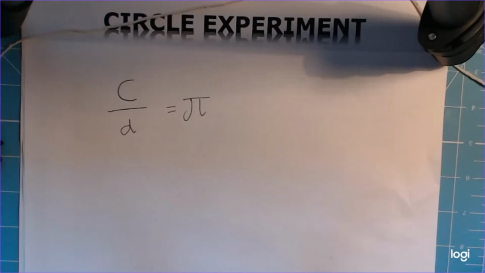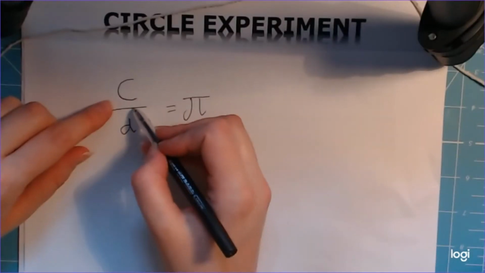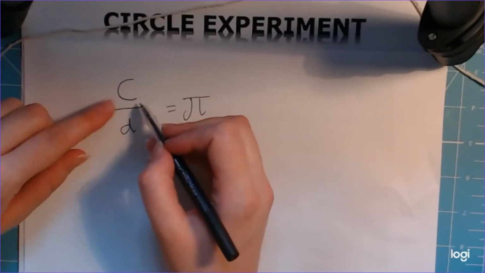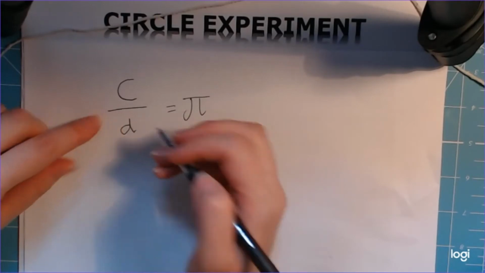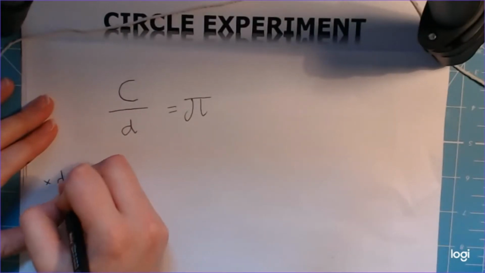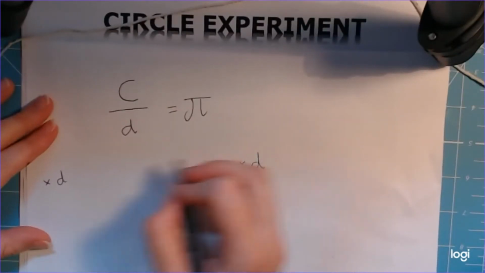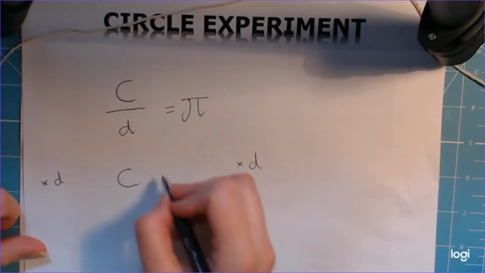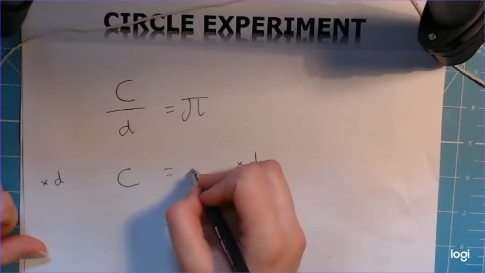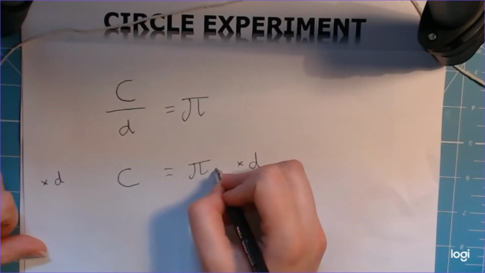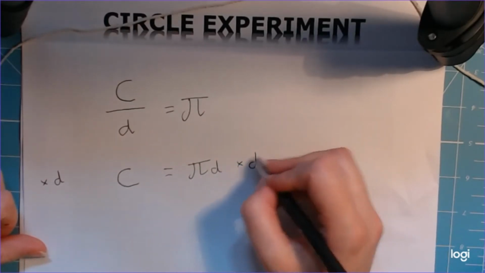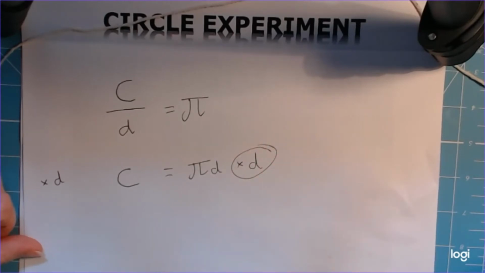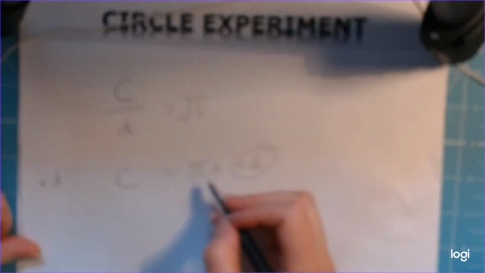Or we can rearrange that, can't we? What is the inverse of dividing by d, dividing by diameter? The inverse is to multiply by the diameter, which gives us just C on this side, because they'll get rid of each other, equals pi times diameter. I'm just going to put the d there. We don't have to put the times sign in. Remember, when we've got variables next to each other, we don't have to put in the multiplication symbol.